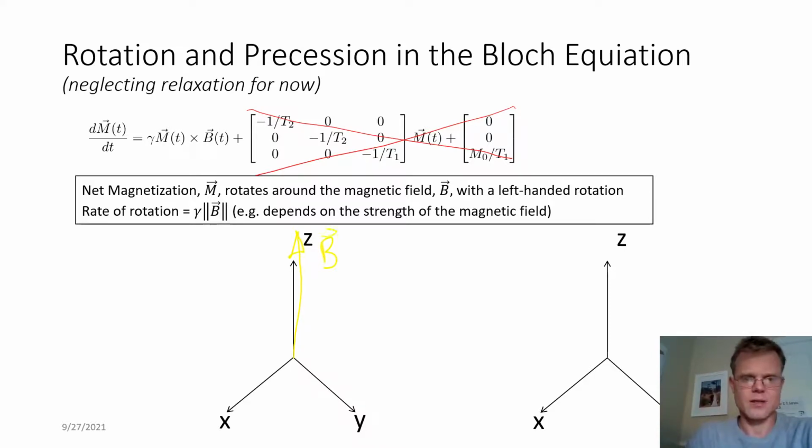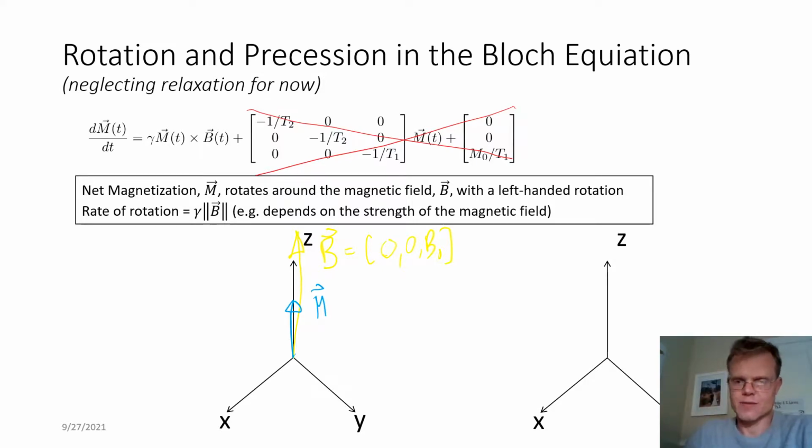Say we could have a case like this where our magnetic field is our static field only, so oriented along the z-axis, and our net magnetization might also be oriented along the z-axis. Actually, under this scenario, the Bloch equation says nothing happens. M cannot rotate around B because they are pointed in the same direction.